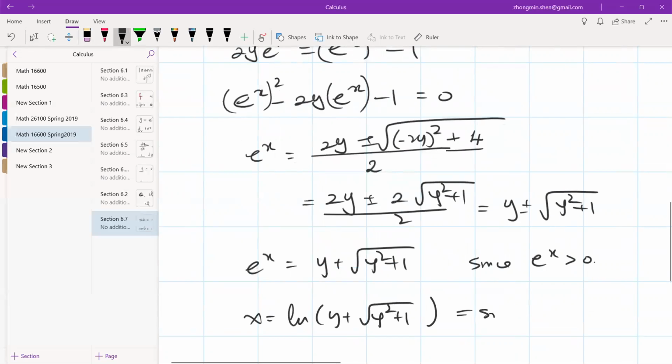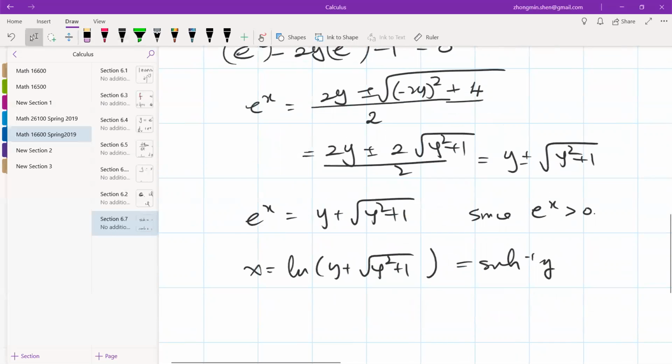So that is the inverse of hyperbolic sine x. Great. You can express the inverse function using elementary functions. It's a pretty complicated function, but you get it.